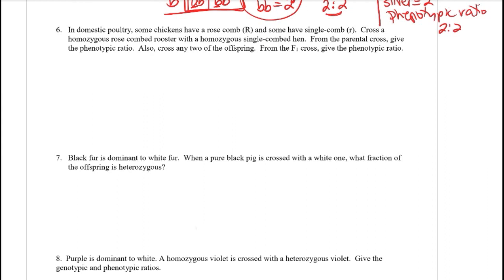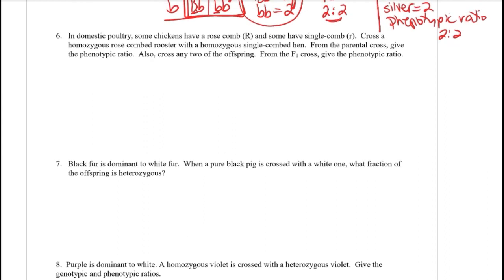Okay, so let's go ahead and do number 6. Now in domestic poultry, you have chickens with a rose comb and a single comb. Those are the little things on top of their head. We want to cross a homozygous rose comb rooster, the male, with a single comb hen, the female. From the parental cross, give the phenotypic ratio. Also cross any 2 offspring. From the F1 cross, give the phenotypic ratio.